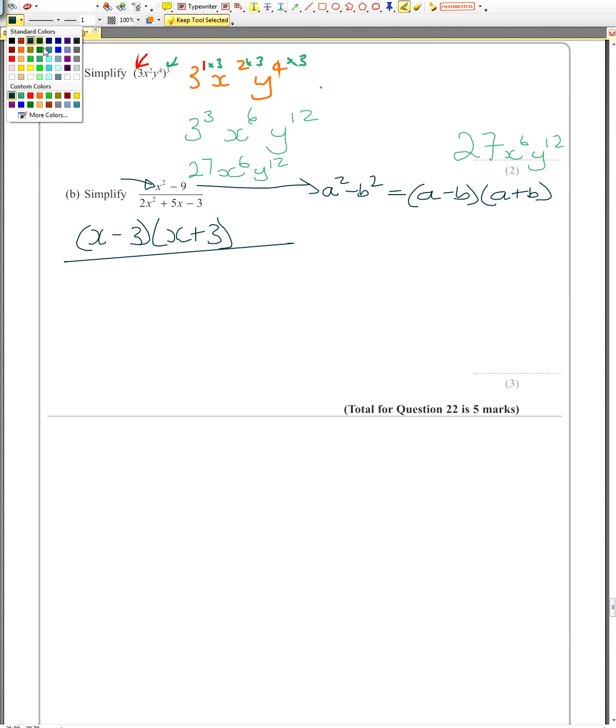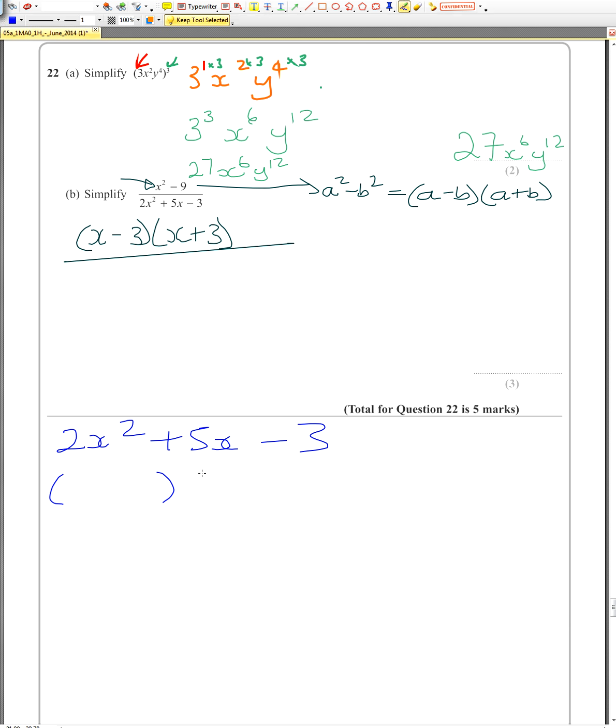Let's go for the blue now. Let's do the working a bit over here on the side, so then I can put it back up there and cancel. So 2x squared plus 5x minus 3. Now remember when you split up 2x squared, you can only split it up in one way because 2 is a prime number. You can only do it by multiplying the 2 by 1.